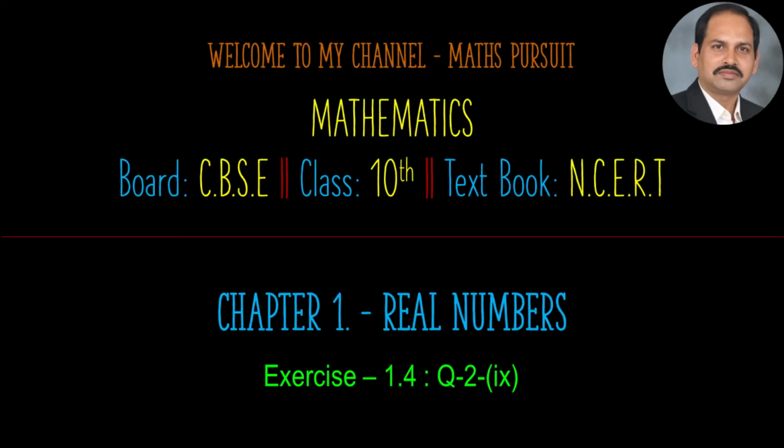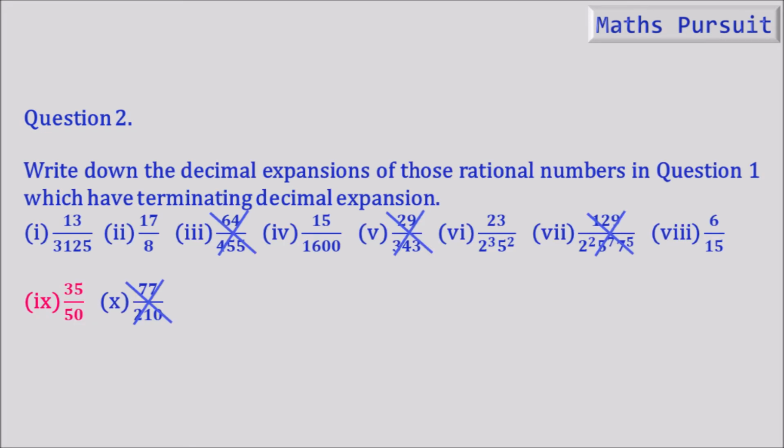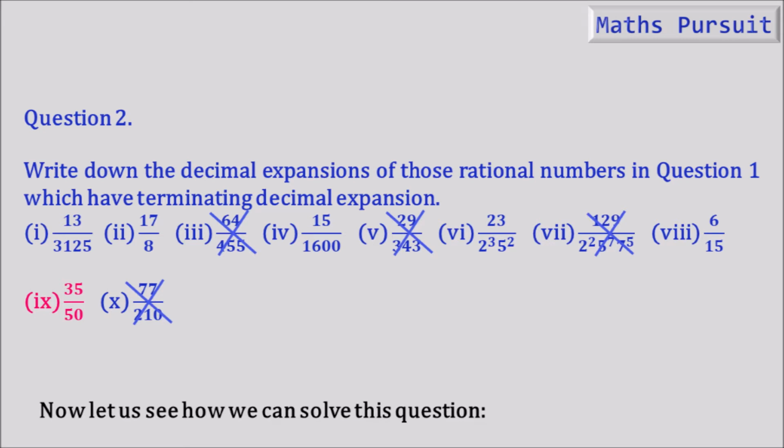Today we are going to look into question number 2, bit 9 of exercise 1.4 from the chapter called Real Numbers. So let's see what exactly we have in question number 2, bit 9. Here it is given that we need to find the decimal expansion of the real numbers that are terminating in question number 1, and the number here is 35 by 50. So we are going to expand 35 by 50 and see what exactly we get in the decimal places. This is what the question says. Now let's see how we can solve this question.